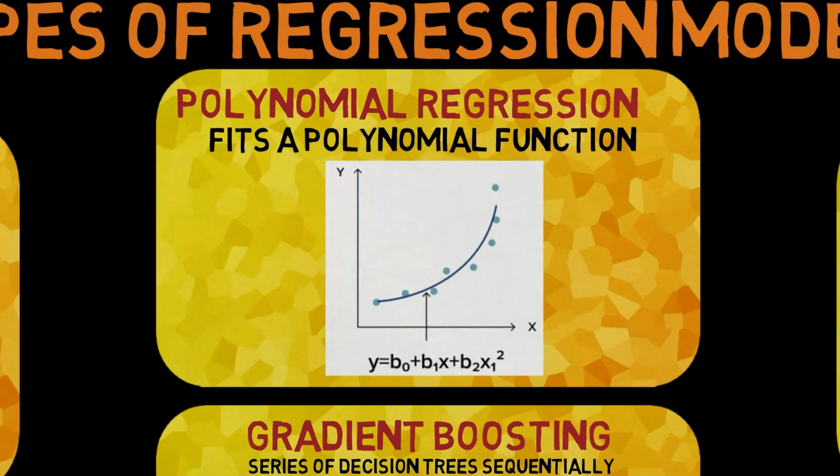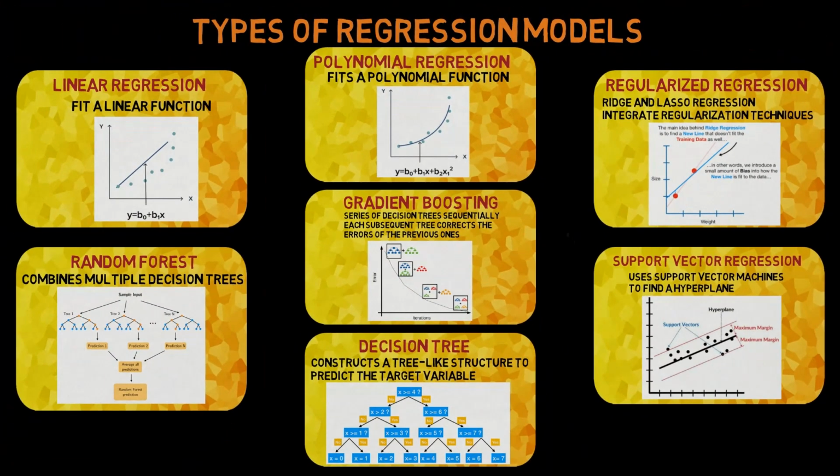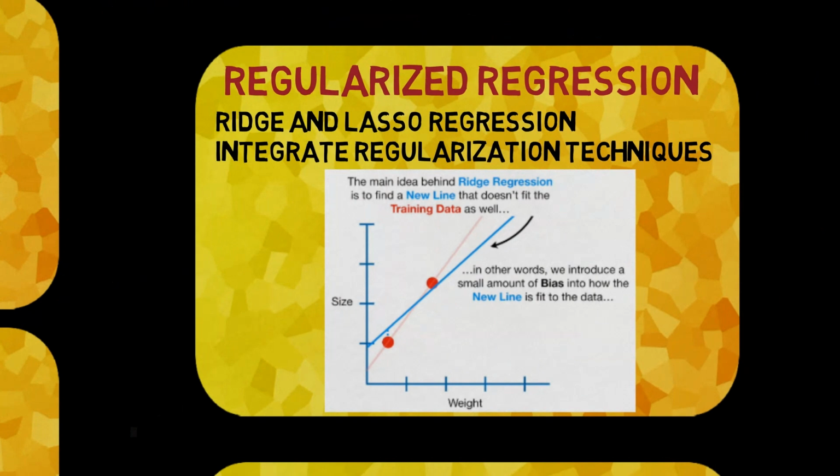Polynomial regression. Extending linear regression, polynomial regression fits a polynomial function to capture more complex relationships in the data. Regularized regression, ridge and lasso regression, variants of linear regression that integrate regularization techniques to prevent overfitting and enhance model robustness.